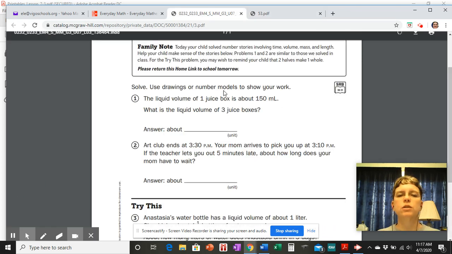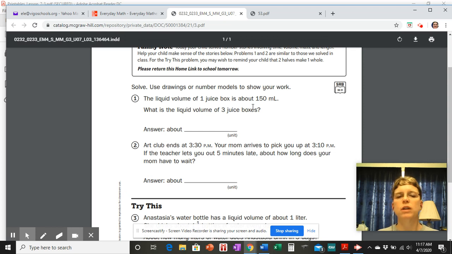Okay, now we're going to go to your homework. So what I would like you to do is the liquid volume of a juice box is about 150 milliliters. What is the liquid volume of 3 juice boxes? And it says use drawings or number models and show your work. So you could write your work out to the side and put your answers here. Number 2, art club ends at 3:30 p.m. Your mom arrives to pick you up at 3:10 p.m. If the teacher lets you out 5 minutes late, about how long does your mom have to wait?